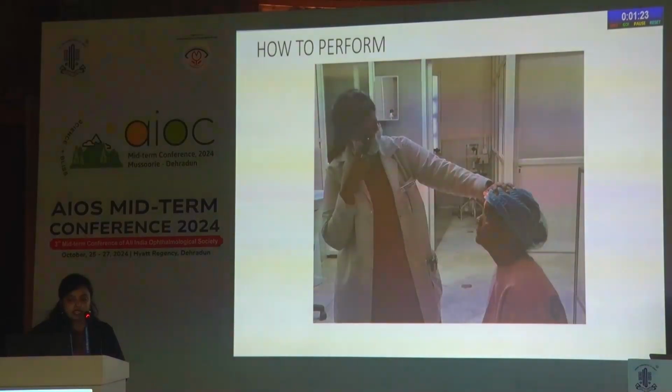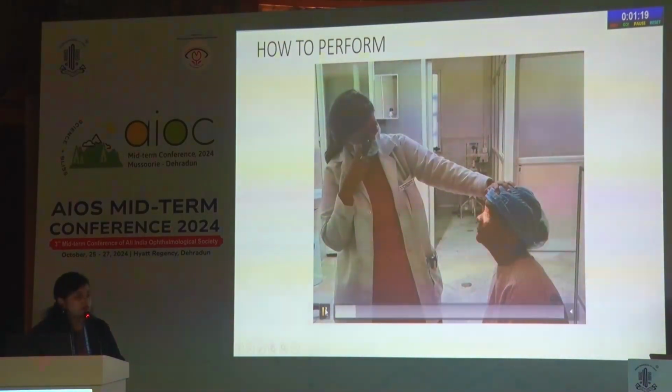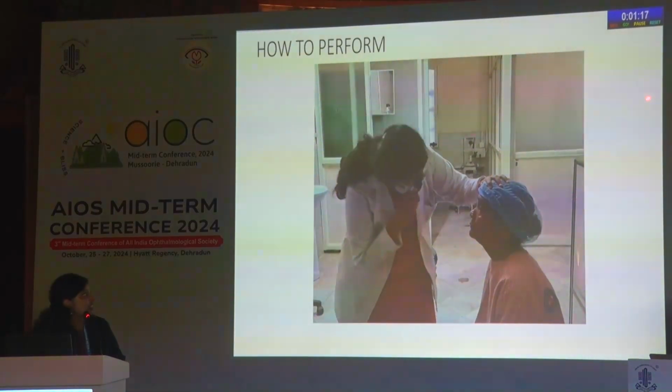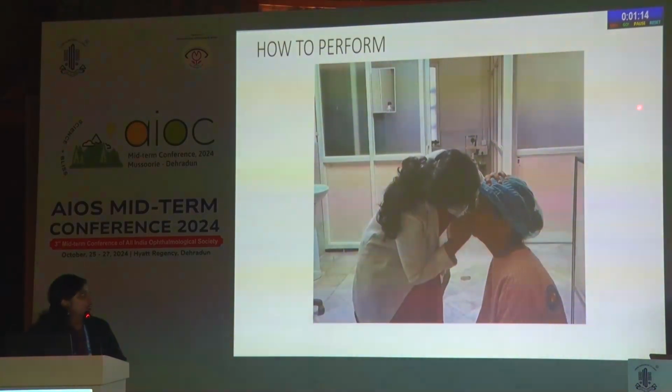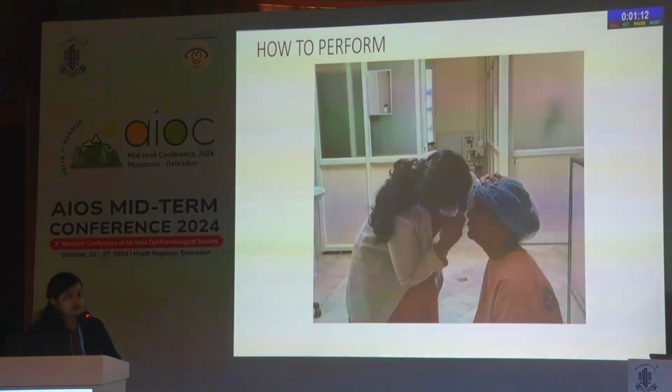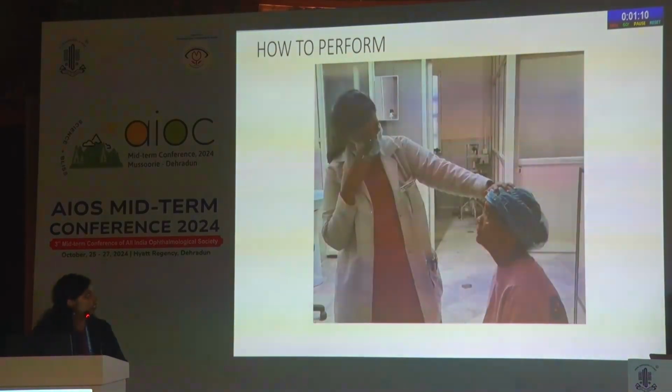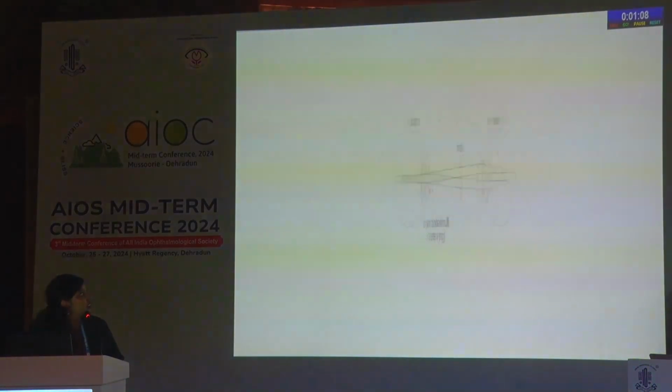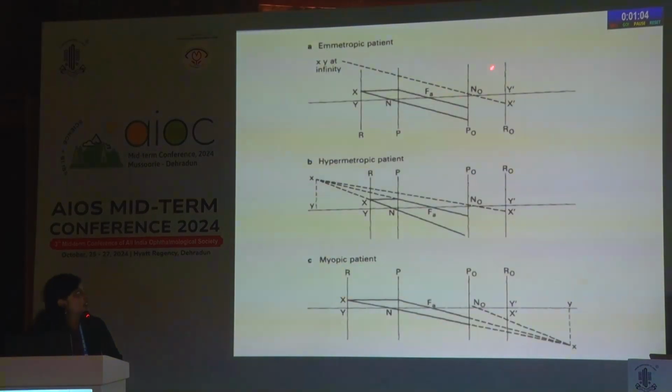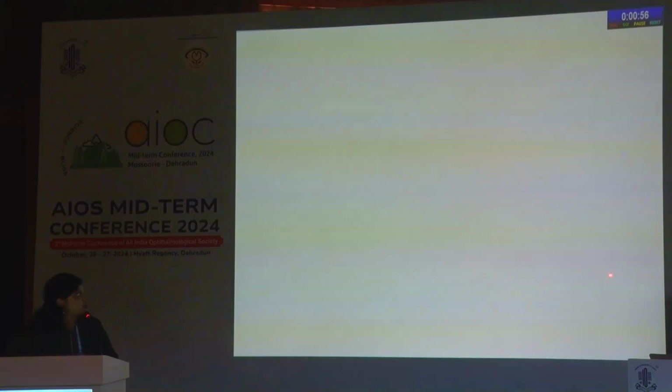How to perform direct ophthalmoscopy? In a semi-dark room, we observe first for the red reflex and then move as close to the patient's eye as possible till we view the fundus. Next, coming to the optics, the image formed in the emmetropic eye will always be an erect image. In a hypermetropic patient it will be smaller, whereas in myopic patients it will be larger.